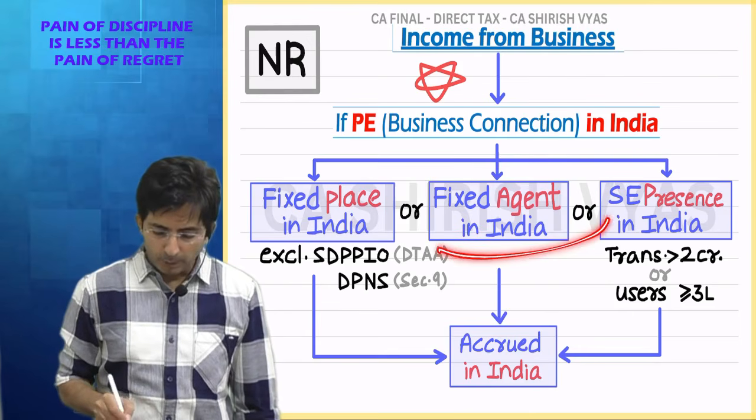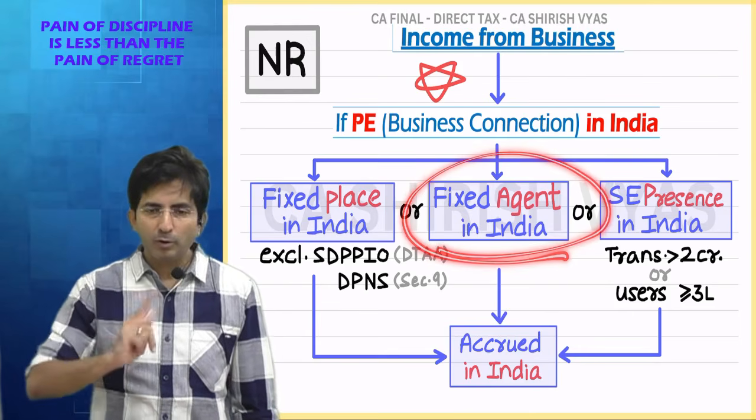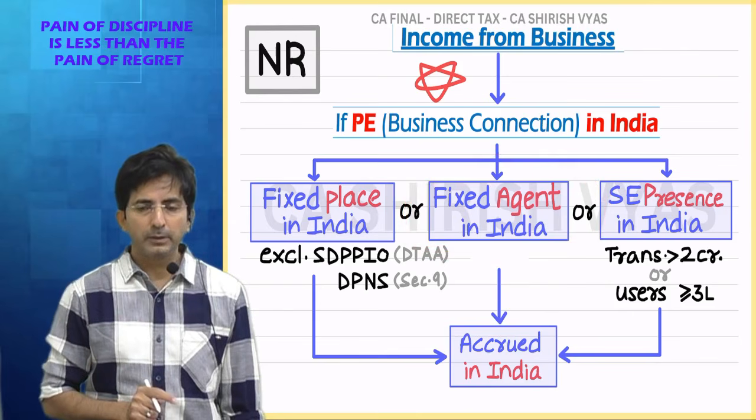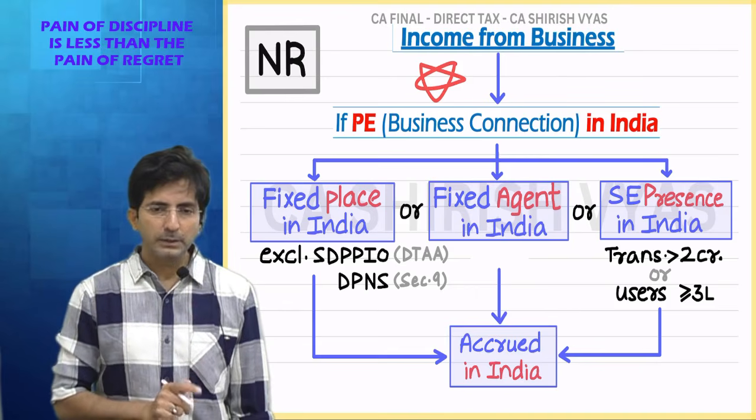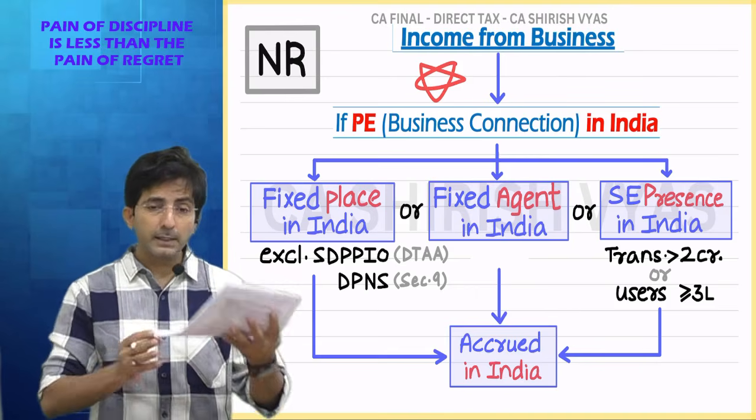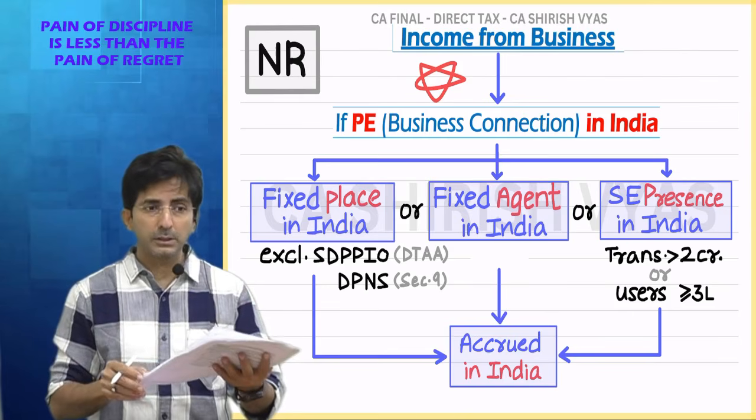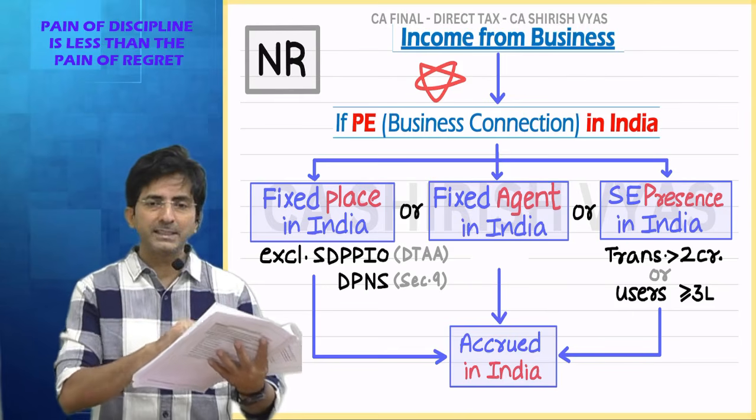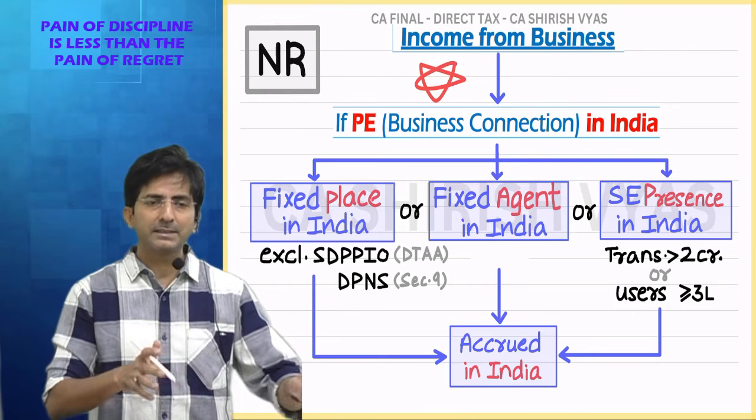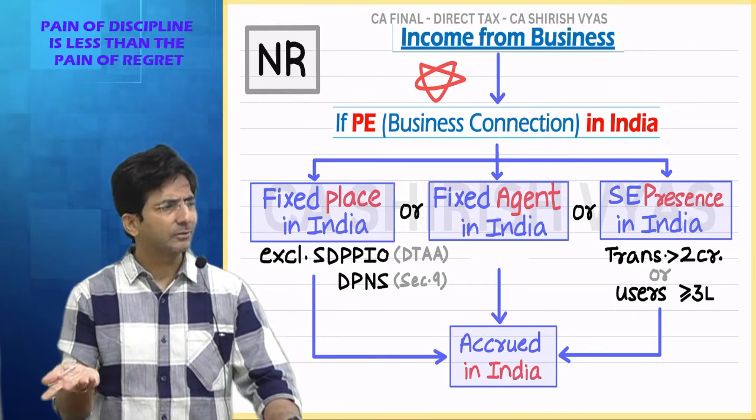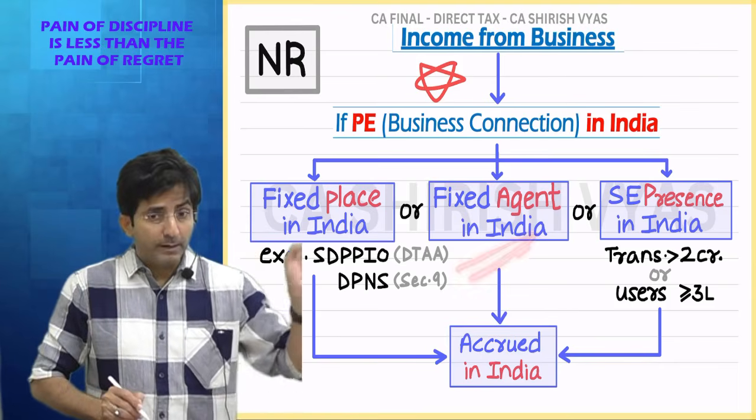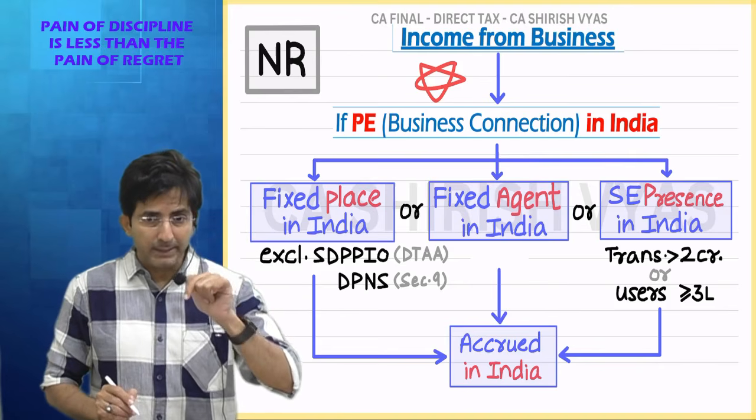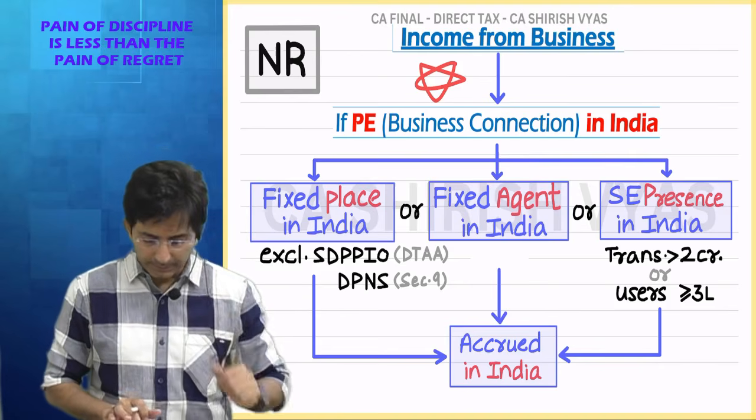Now, in the matter of fixed agent, there is no clash between the provisions of Section 9 and DATA. Because if you see India-Singapore DATA, India-Mauritius DATA, the provisions of agency are the same as in Section 9. So here at least there is no clash. But when a fixed agent is called PE in India, there are three conditions. Look at this.